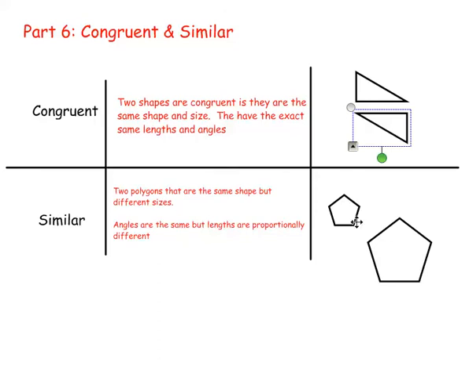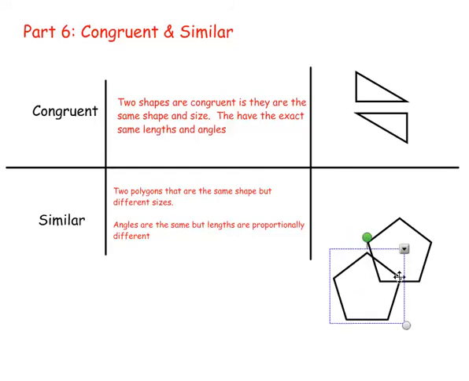Similar. Two polygons are the similar shape, but they're different sizes. The thing about a similar figure is that their angles are the exact same, but their lengths are not. They're proportional. So what that means is obviously these are similar shapes. This is a pentagon, but this one is smaller. But if you look, if I were to take this pentagon, look how that angle is exactly the same. This angle is exactly the same. This one is exactly the same. But what is different is the lengths are not.